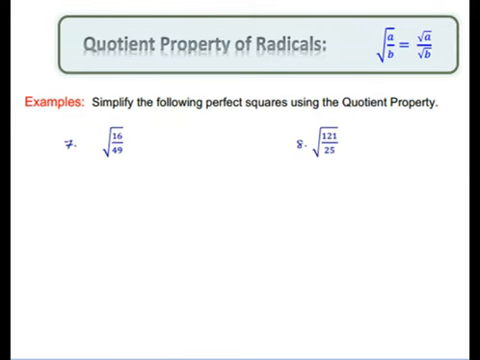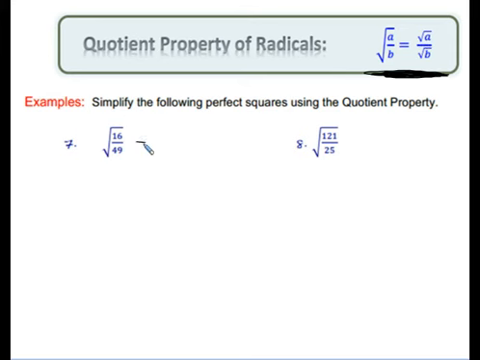Alrighty, let's go on to division. Now I like this little picture up here. I think it's a really cool visual representation of what we're going to do. We're going to take a fraction inside of a square root, and kind of like the product property we talked about in the last video, we can break apart the two numbers and take the individual square roots. Kind of the same idea here.